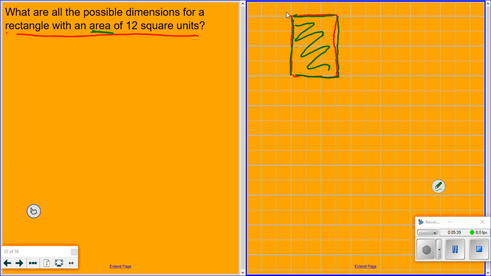Sean, I saw that you had a different shape. Well, same shape, but different dimensions. What did you have? I did 2 by 6. A 2 by 6. What does that mean? Sean drew a 2 by 6. What does that mean? Sit up, please. What does that mean, a 2 by 6?